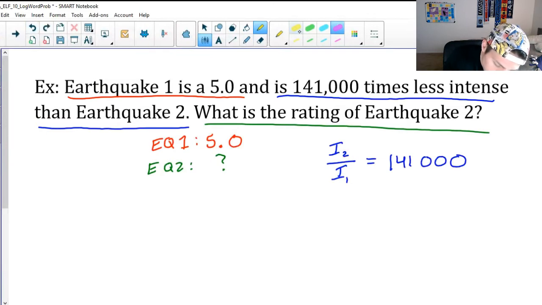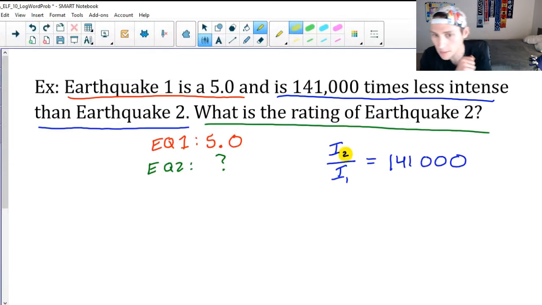Now, notice that I put the intensity of earthquake 2 on top. I mentioned this yesterday in that we always want the stronger of the two intensities to be on top. Whether that's the larger earthquake or the louder sound or whatever it is, we want the more intense thing, the louder sound, the greater rating, on top. And in this case, it tells me earthquake 1 is less intense than earthquake 2. So that's why I'm putting the intensity of 2 on top.